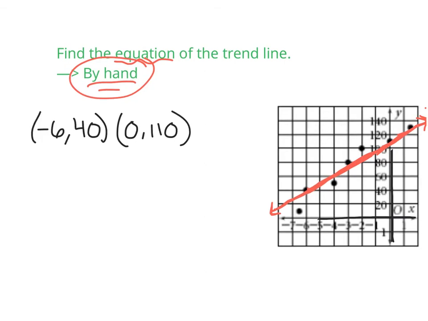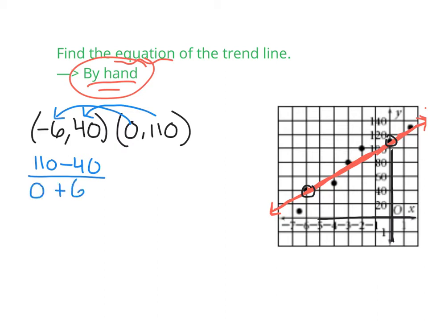All right, so I estimated these points to be at -6, 40 and then 0, 110. So I'm first going to find the slope between my 2 points. So I need to do 110 minus 40 over 0 minus -6, which would go into 0 plus 6. So I have 70 divided by 6.